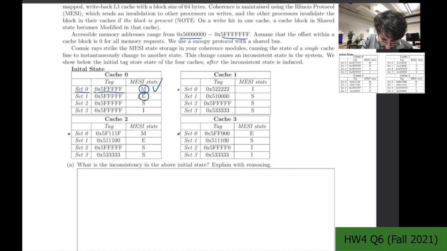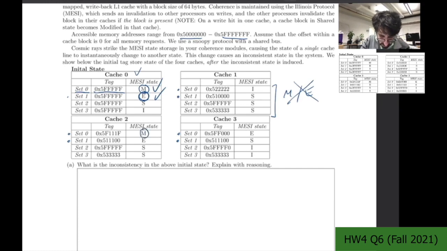So let's check the next cache line that is in exclusive state. This is in cache 0. We can see that it's not in cache 1, it's not in cache 2, and it's not in cache 3. So this is okay as well. So no more modified or exclusive states in cache 0. Let's move to cache 1. Here there is no modified or exclusive state. Let's move to cache 2.